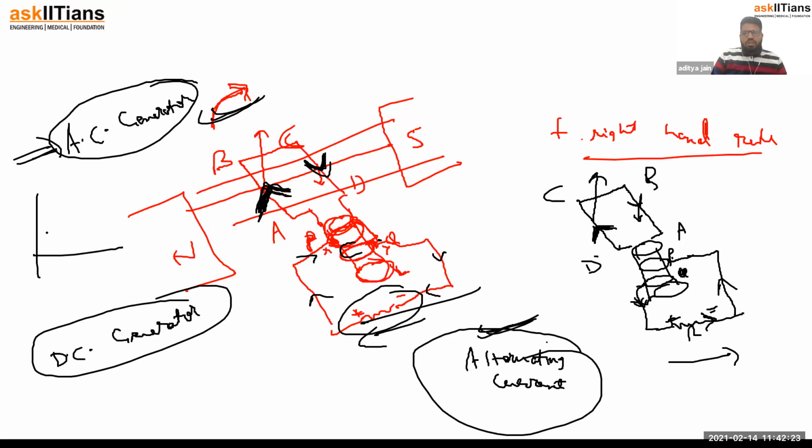If we talk about the graph of direct current, it will be like this. It is not changing its direction with time. And if we talk about alternating current, the graph will be like this. It is continuously changing its direction with time. So that is the difference.